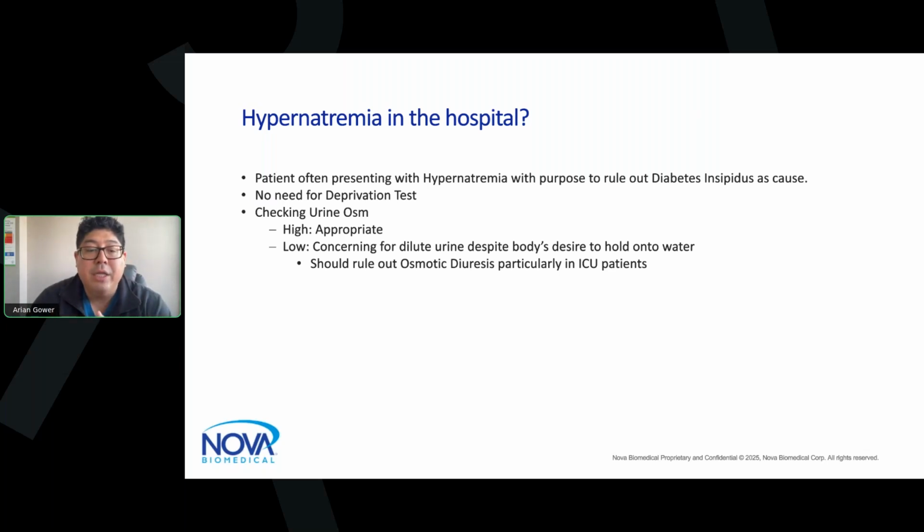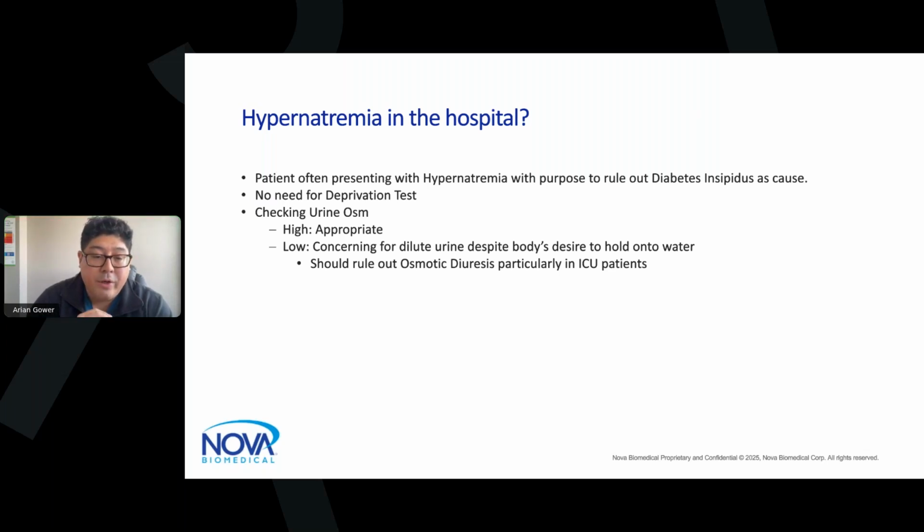We start the evaluation by checking the urine osmolarity. If the urine osmolarity is high in the setting of hypernatremia, then this is appropriate. Remember, when the body's hypernatremic, it is attempting to hold on to all the water, and in doing so will concentrate the urine, causing the urine osmolarity to be appropriately high. In these cases, the etiology of the hypernatremia is more often than not due to lack of water intake. We typically see this in patients who may have underlying dementia coming in from nursing facilities, again, without access to free water on their own.